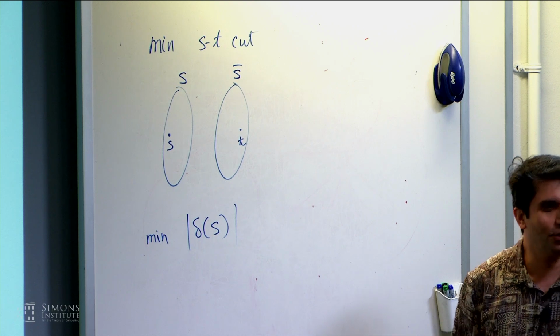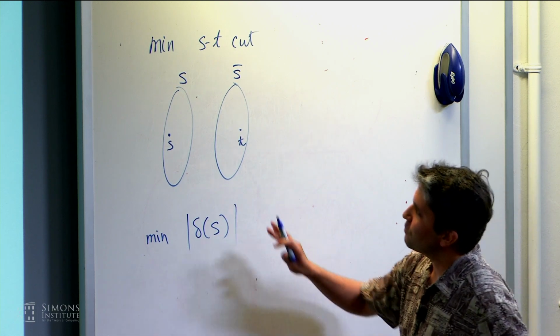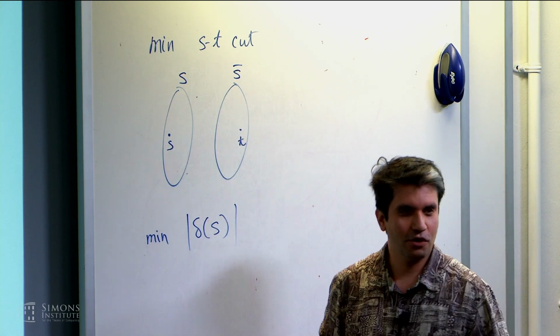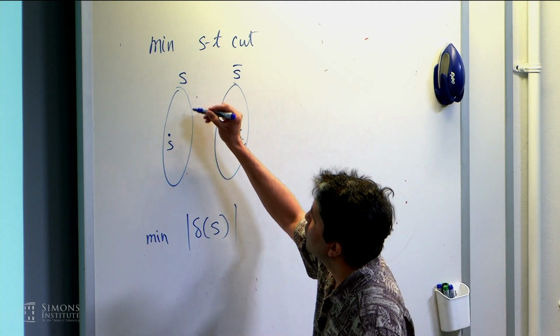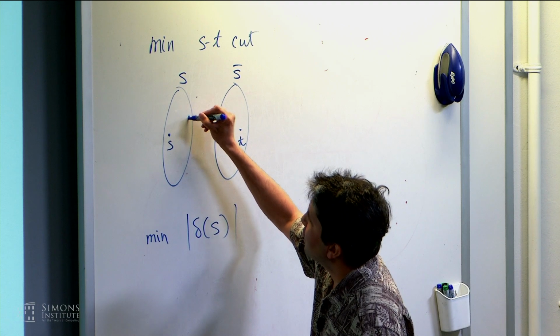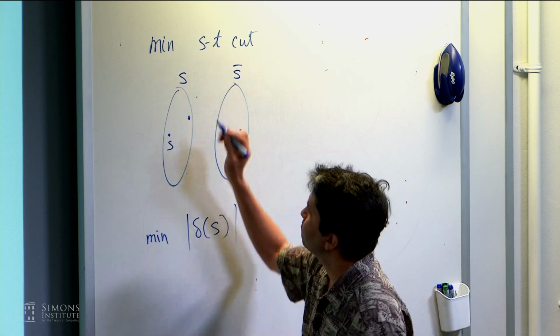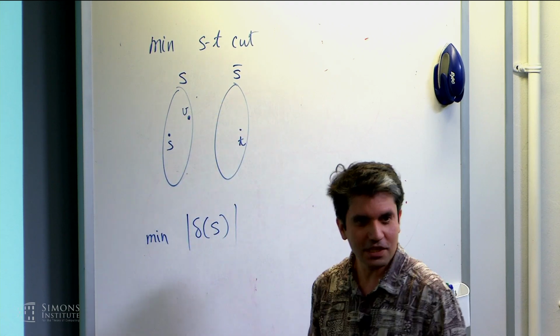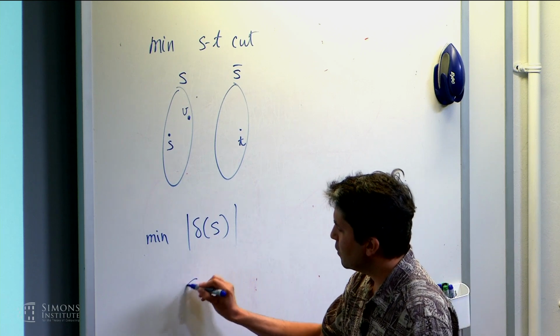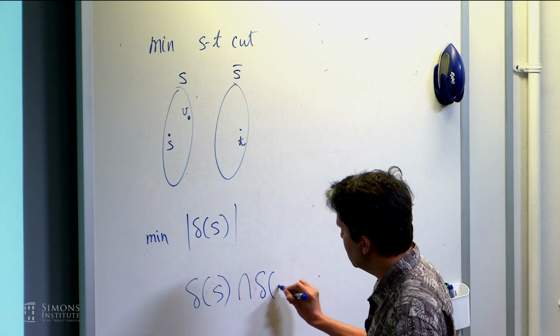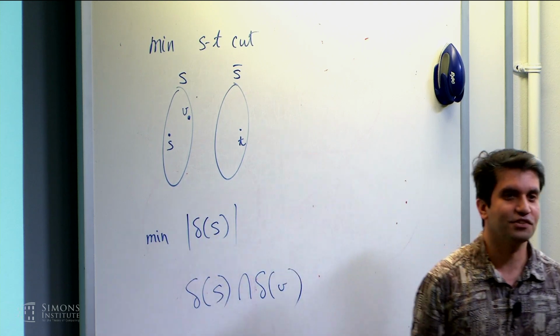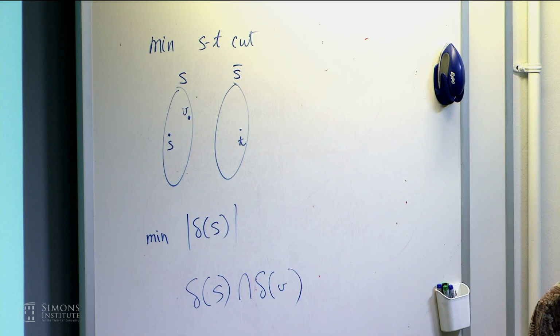Now, let's ask the following question. Instead of summing up all of the edges that go across from one part to the other, what if we pay attention to the edges in the cut that are incident on every vertex? Let's look at a particular vertex v, and look at how many of the edges incident on v participate in this cut.